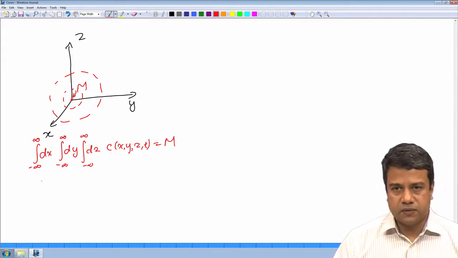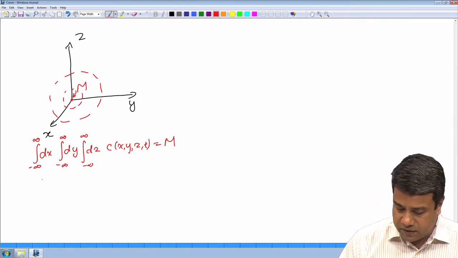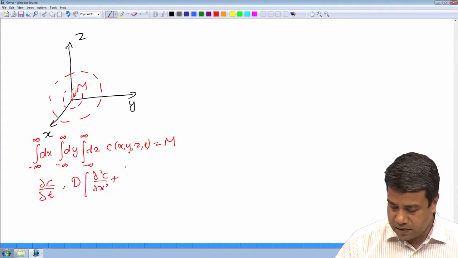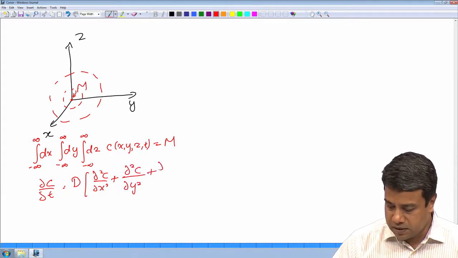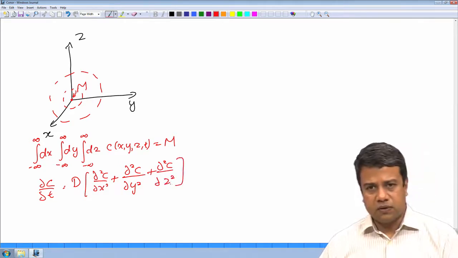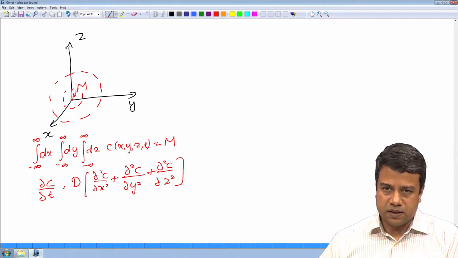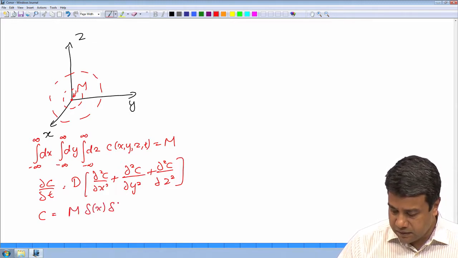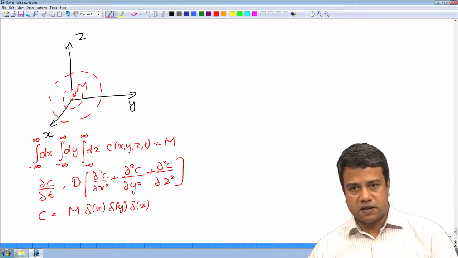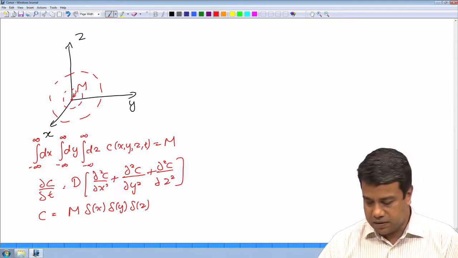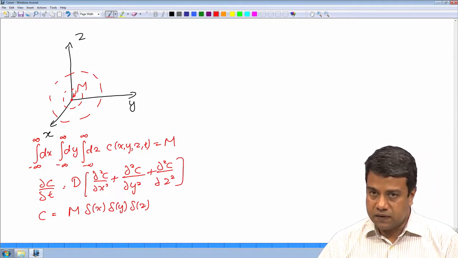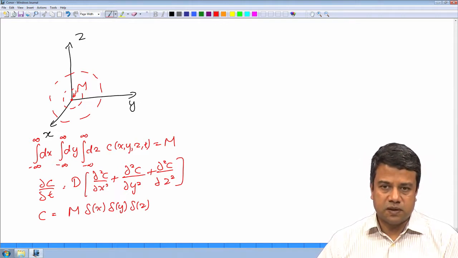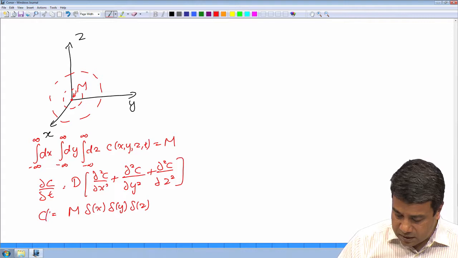Therefore, you are solving the differential equations in 3 dimensions now. It turns out the differential equation is of the form dc by dt is equal to d into d square c by dx square plus d square c by dy square plus d square c by dz square. I won't go into the details of how you get this, we will see later in the course, but I will just give you the result here. The concentration is equal to mass times the delta function of x, delta function of y, delta function of z, because the spot is confined in all 3 directions. So you have 3 delta functions. Each delta function I had told you has dimensions of 1 over length. Therefore, mass times 1 over length cubed is a concentration. So this is the concentration at t equals 0.